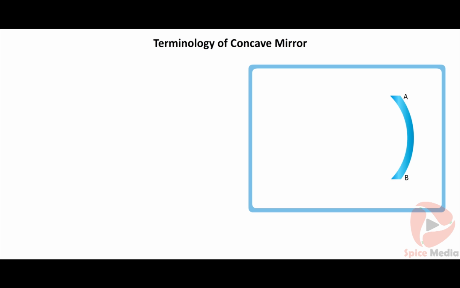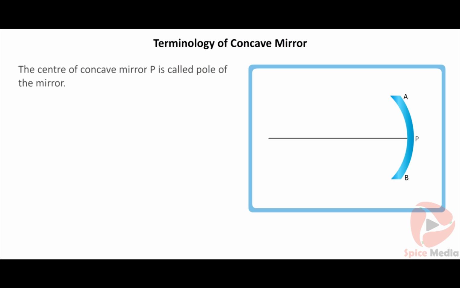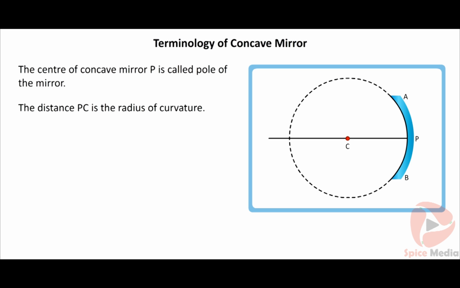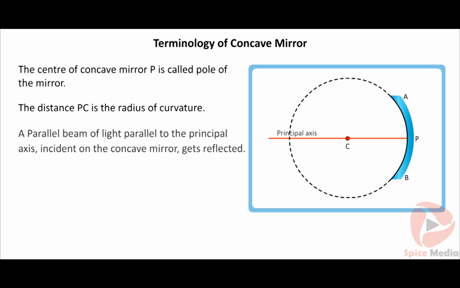Consider a concave mirror AB. The center of the concave mirror P is called as pole of the mirror. Using the curvature of the mirror, we can complete a circle. And PC, the radius of that circle, is called the radius of curvature. The center of the sphere C is the center of curvature. The straight line passing through P and C is the principal axis of the mirror.